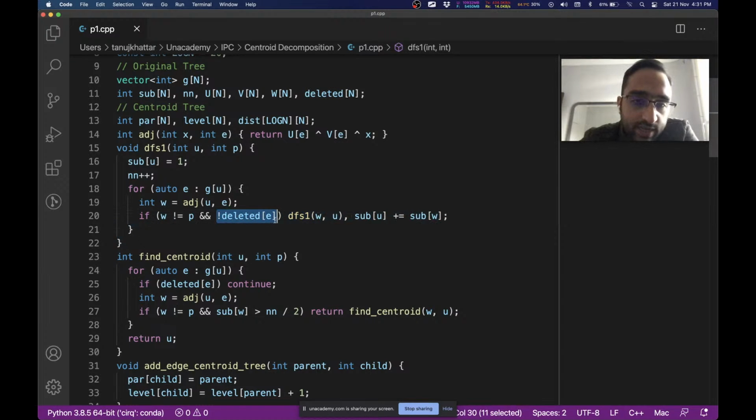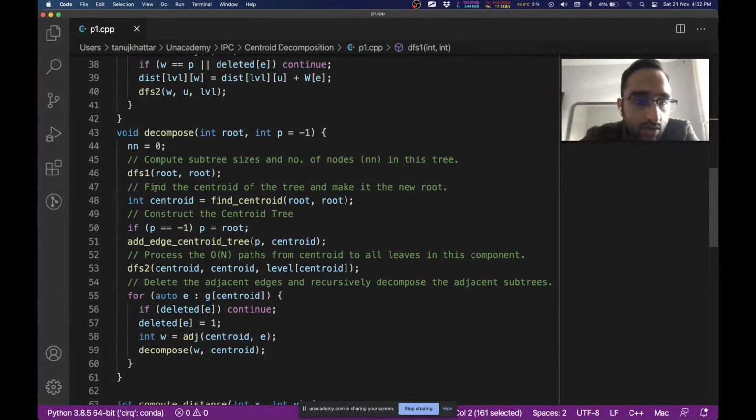So if the edge has not been deleted and if the adjacent vertex is not equal to the parent, then recursively do a DFS on that adjacent vertex and compute its subtree size and add its subtree size W to subtree size of U, because subtree size of U is 1 plus subtree size of all the children. So this is a very standard way of doing a DFS on a tree. I'm probably explaining way more than is required here. Okay, so I compute subtree sizes and number of nodes in this tree by doing a DFS.